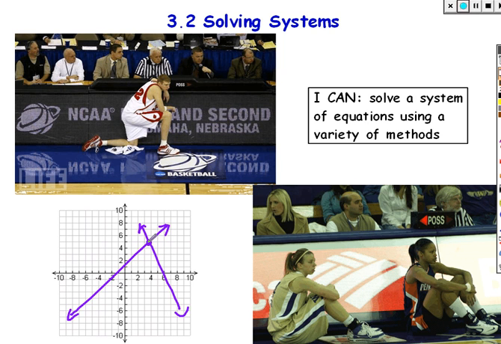So today we're going to look at two additional ways to solve systems. And one of those ways is, you may have guessed it, substitution. So substitution is another way to solve a system of two equations.